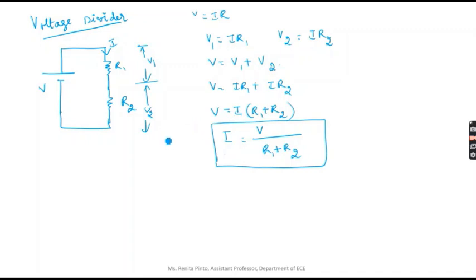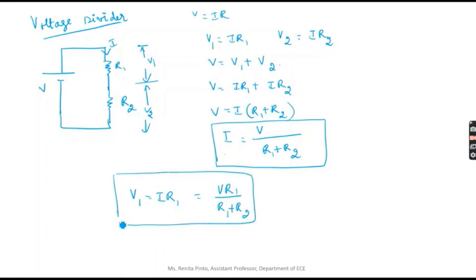Next, I want to find out the voltage across the resistance 1. So I need to find out what is V1. You already know V1 is equal to I into R1, right? And I've already found out what is I. So let me substitute. So what will it be? V by (R1 plus R2) into R1. So this is your voltage across R1. Similarly, voltage across R2, V2 is equal to I into R2. So substituting I, V divided by R1 plus R2 into R2.